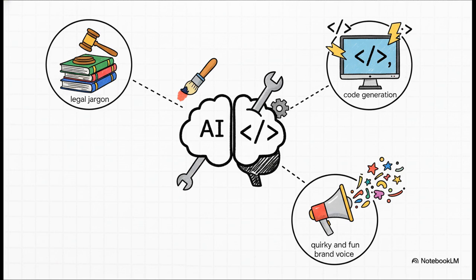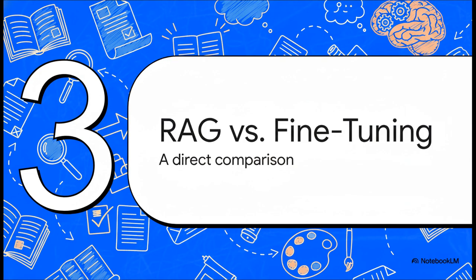Or you can teach it to generate code in a specific programming style for your team. Or, and this is a big one, you can make it adopt the exact witty, friendly, or formal tone of your brand's voice. It's perfect for when you need to change the AI's core behavior, not just its access to knowledge.